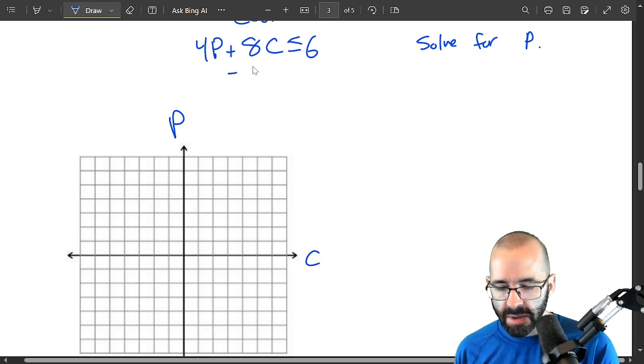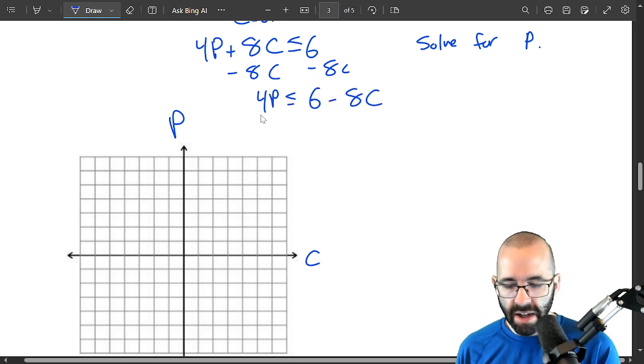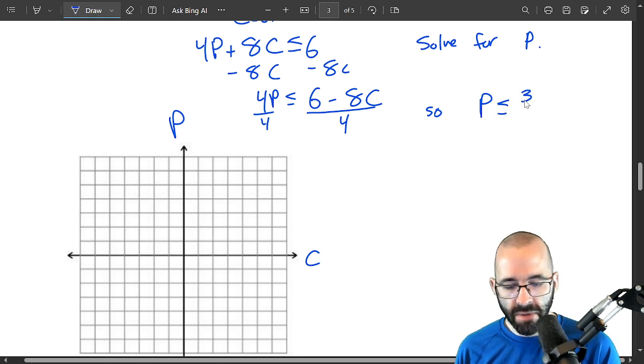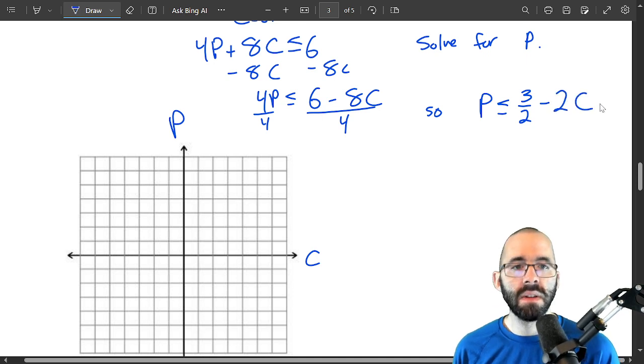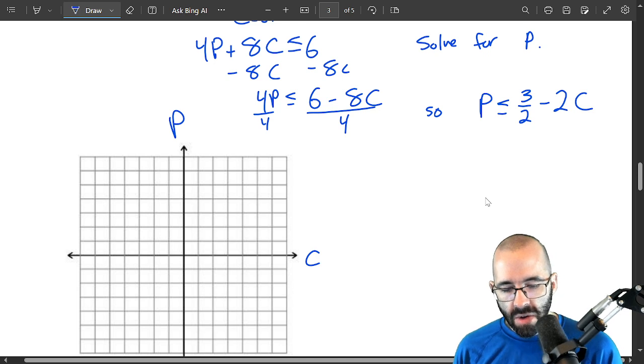So to do that, we subtract 8C from both sides. That's going to give us that 4P is less than or equal to 6 minus 8C. Divide both sides by 4. So P is less than or equal to 6 divided by 4, which is 3/2, minus 8 divided by 4, which is 2, times C. Okay. So our intercept is 1.5.